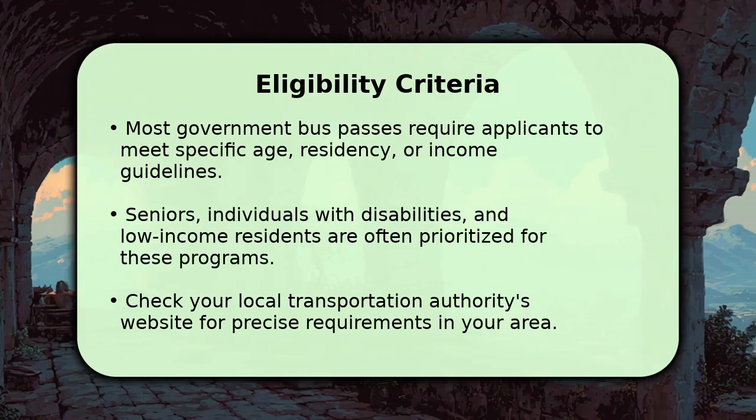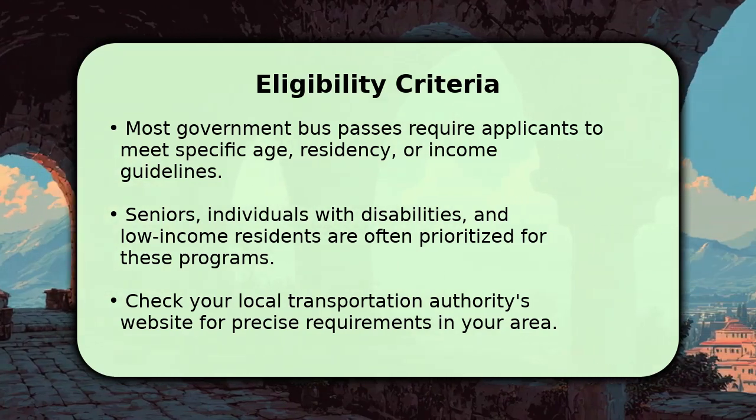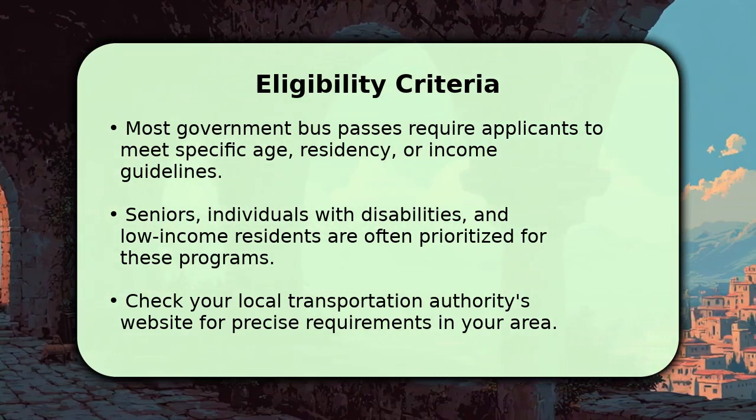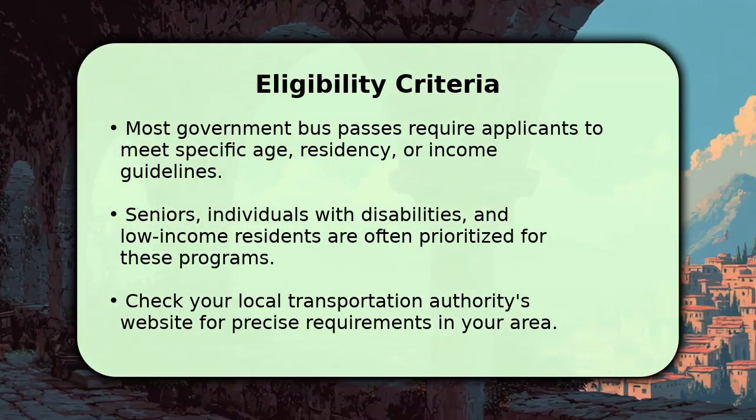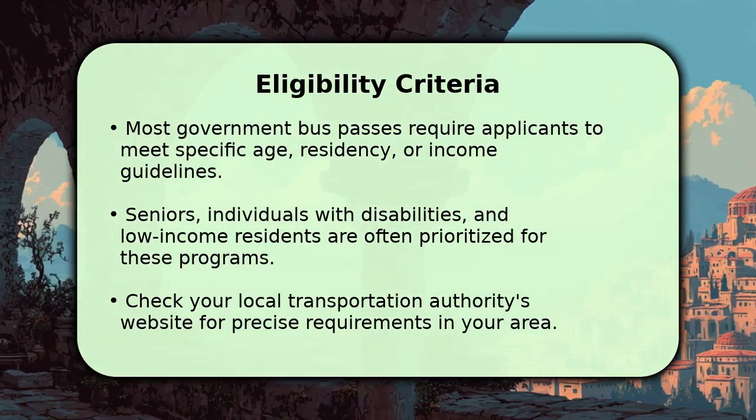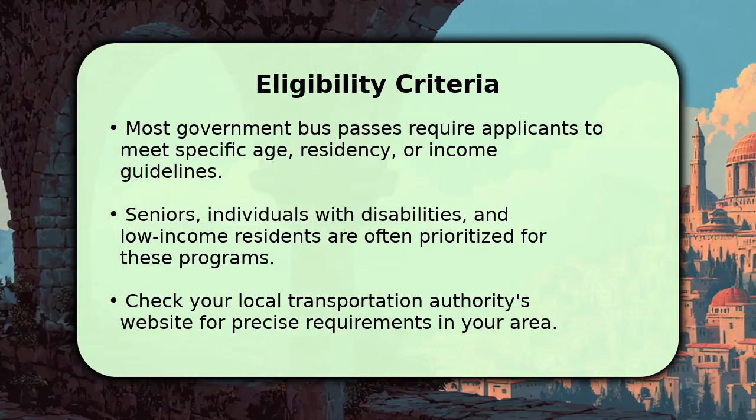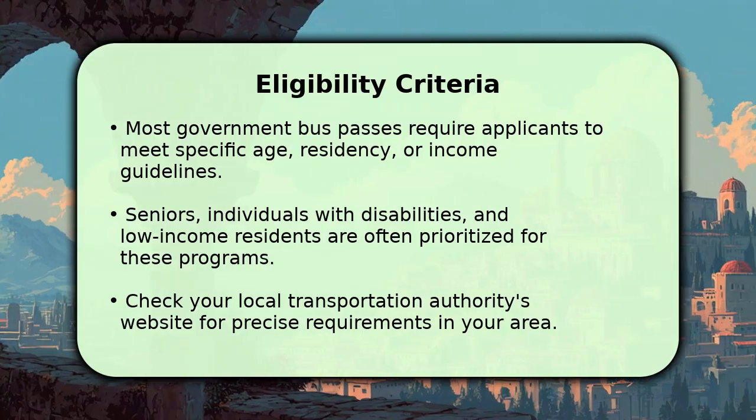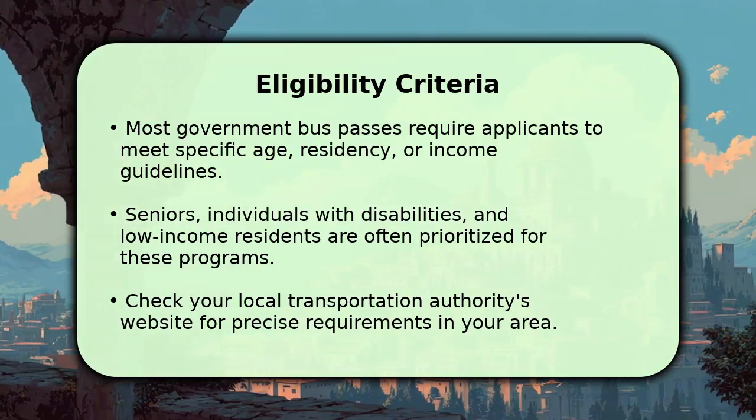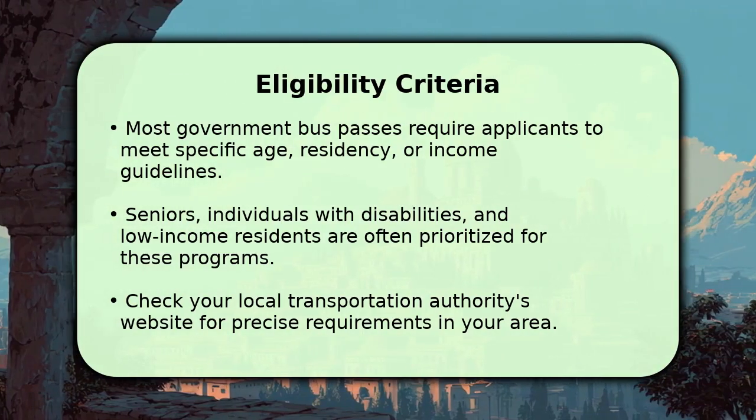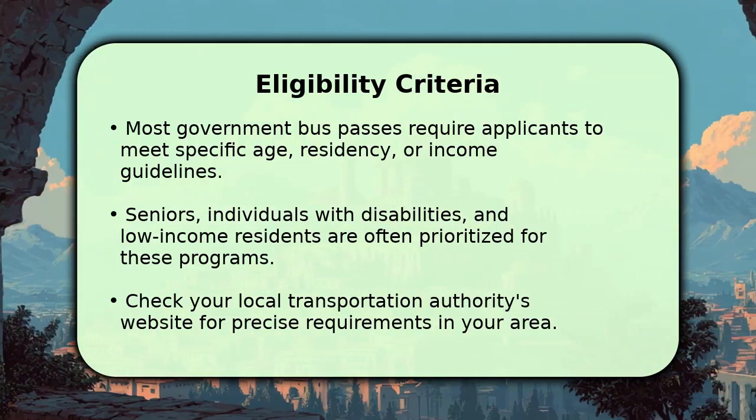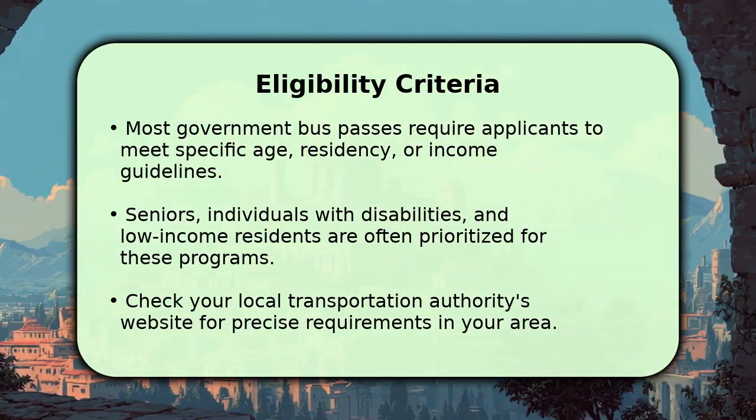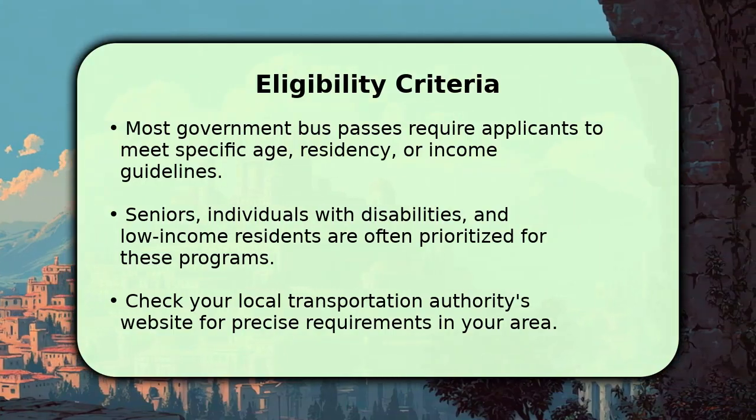Eligibility often depends on your specific circumstances, with many passes designed for particular groups. For example, seniors typically qualify at 65 years of age or older, while others may require proof of a disability from a medical professional. Some passes are means-tested, meaning your household income must fall below a certain threshold, for instance, $50,000 annually. Always verify these details with your local authority.